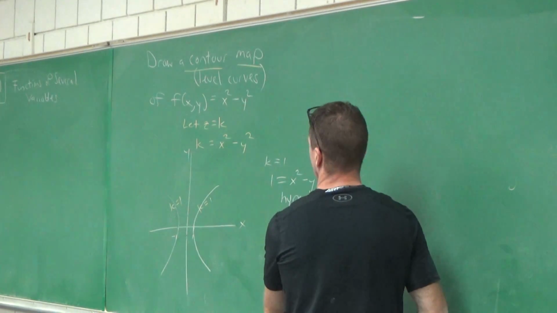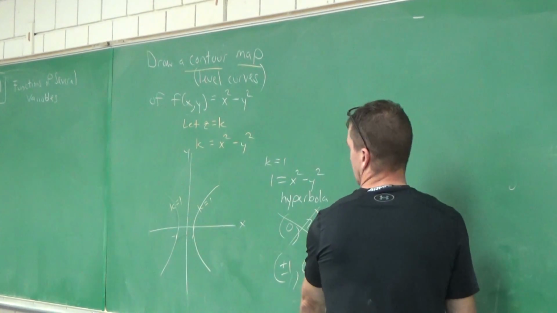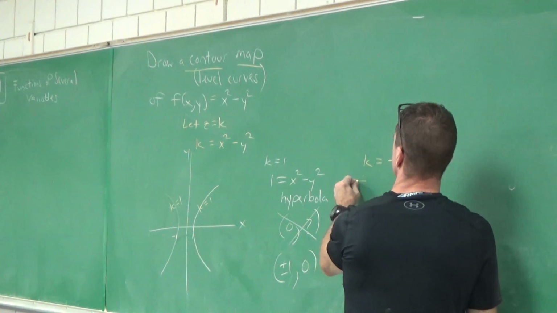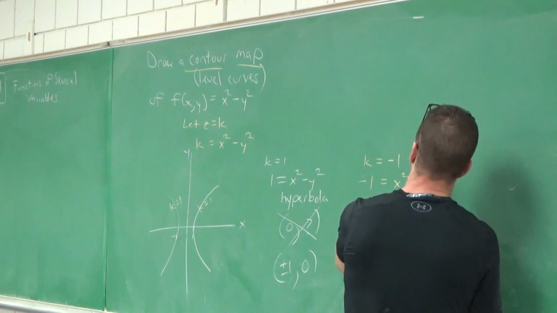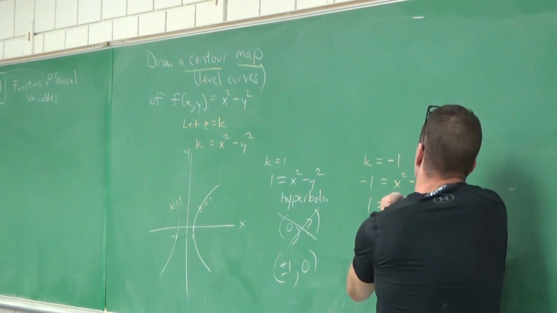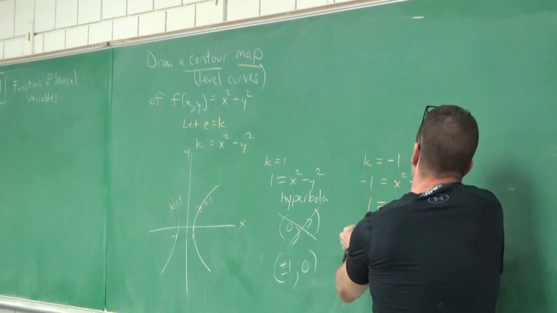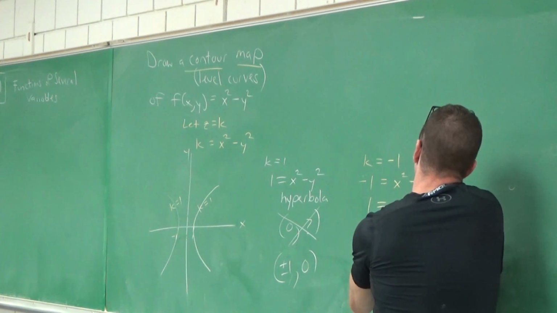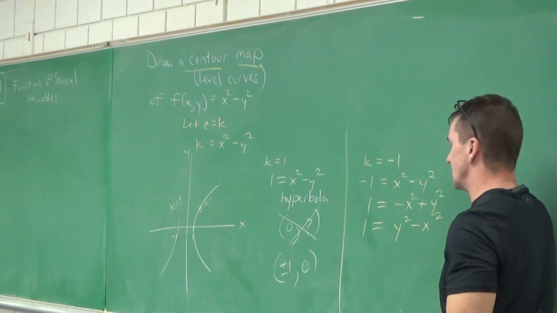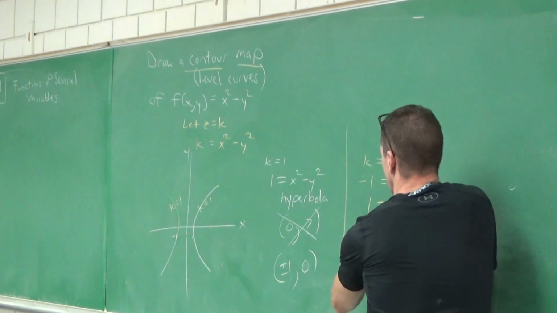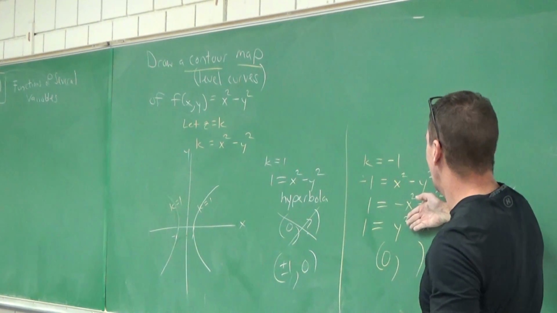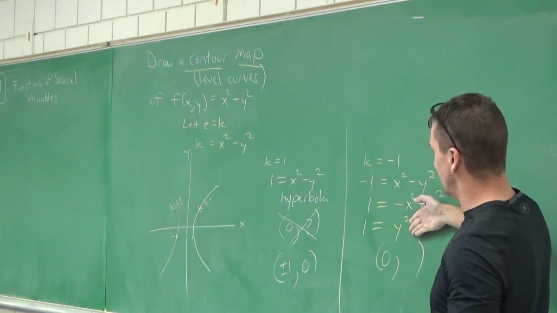Okay, let's pick another k value. How about k equal to -1? I'm going to rearrange that. Can I multiply negative 1 on both sides? By golly, it's another hyperbola, isn't it? It's more hyperbolas. Well, let's try the intercept method. Can I let x equal 0? Yes, it works now. What's the y value? Plus or minus 1.